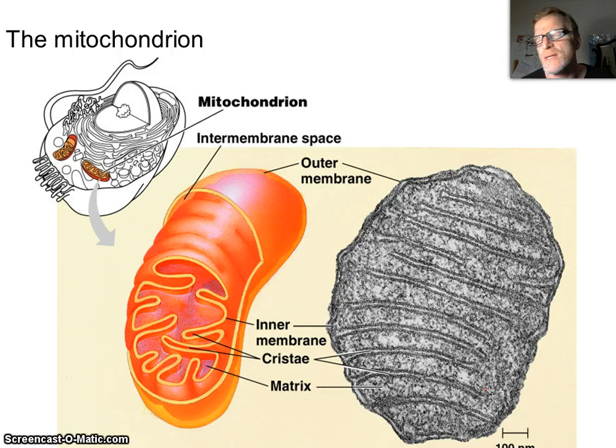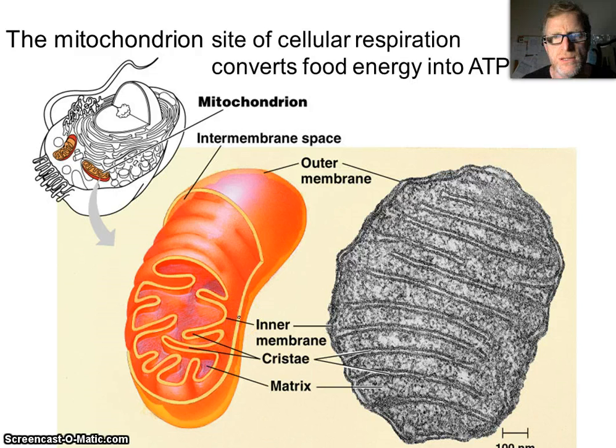So the mitochondria, we already talked about that. That's the powerhouse of the cell, right? It's got the inner membrane, I'm sorry, the cristae, which are these folds, where the Krebs cycle occurred. The matrix is the inside of the mitochondria. The inner membrane is where the electron transport chain occurs, and basically what does it do? It converts food energy into the energy in the molecule of ATP.